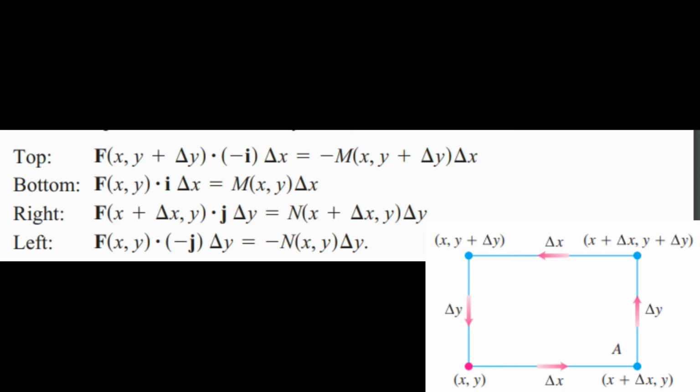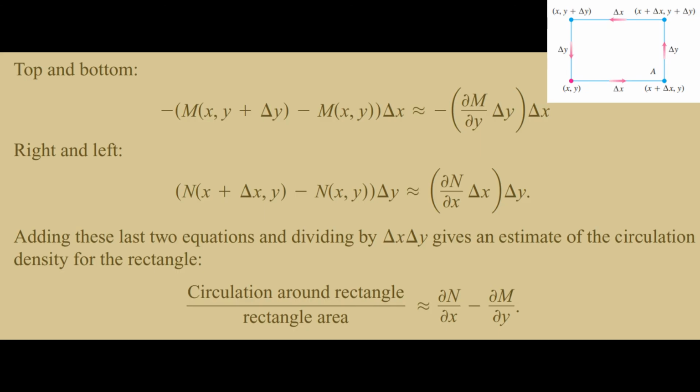Adding opposite pairs, we get top and bottom sides give negative of m(x, y plus delta y) minus m(x,y) times delta x, which is approximately equal to negative of partial derivative of m with respect to y times delta y delta x. And right and left side gives the contribution n(x plus delta x, y) minus n(x,y) times delta y, which is approximately equal to partial derivative of n with respect to x times delta x delta y.